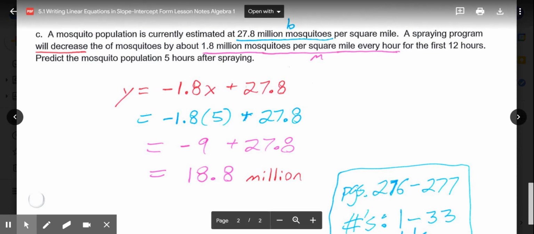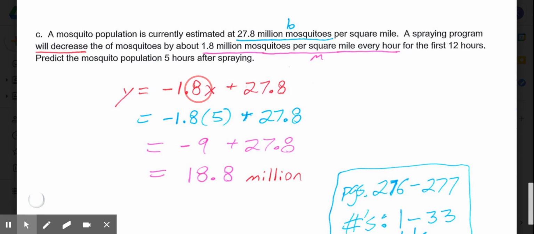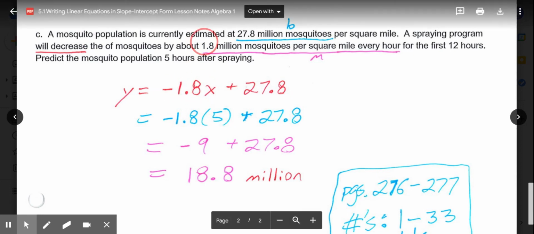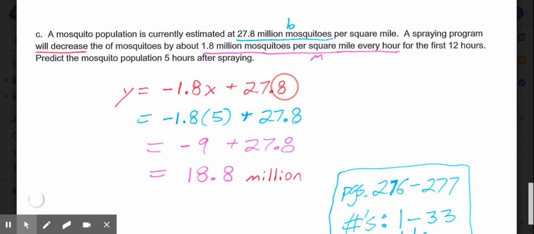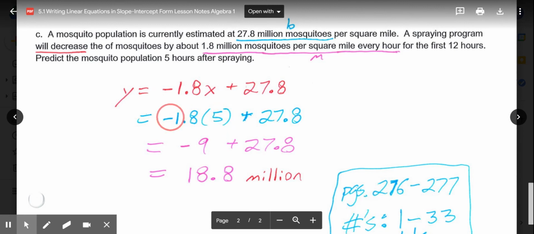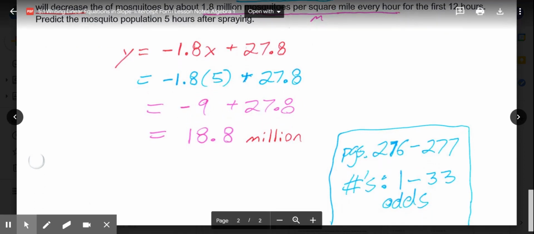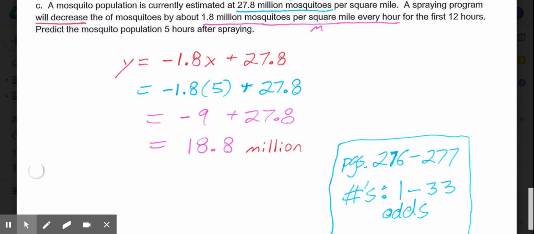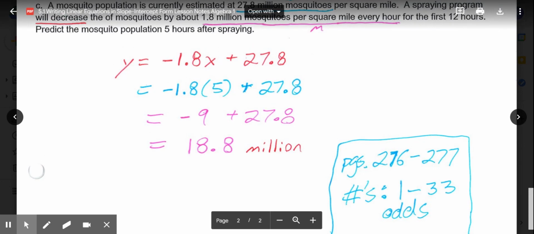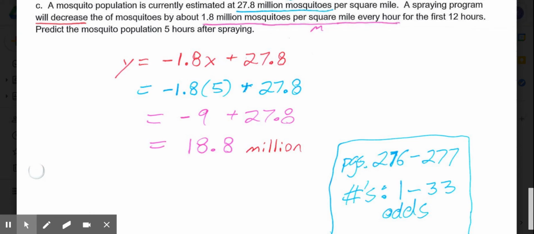So our original equation is y equals negative 1.8 times x, for the 1.8 million we're decreasing every hour, and then plus the 27.8 million that we began at. So then we're going to put in the 5 hours for x. Negative 1.8 times 5 is negative 9. So negative 9 plus 27.8 leaves us with 18.8 million. So after 5 hours of spraying, we're expecting that mosquito population to be down from 27.8 to 18.8 million.